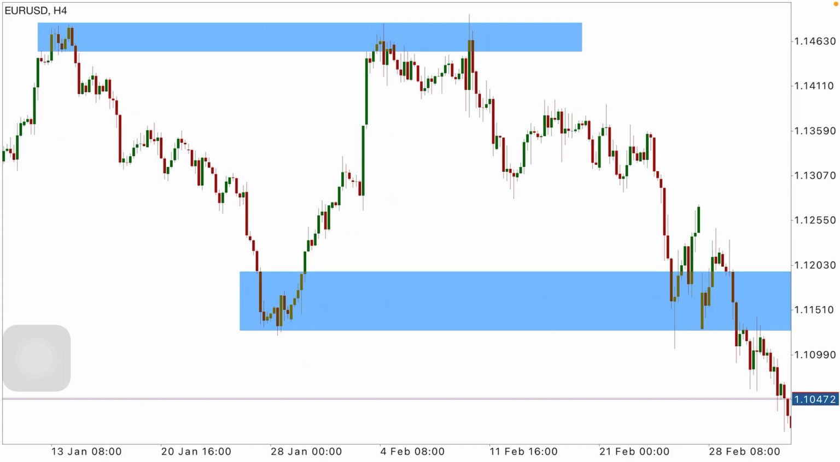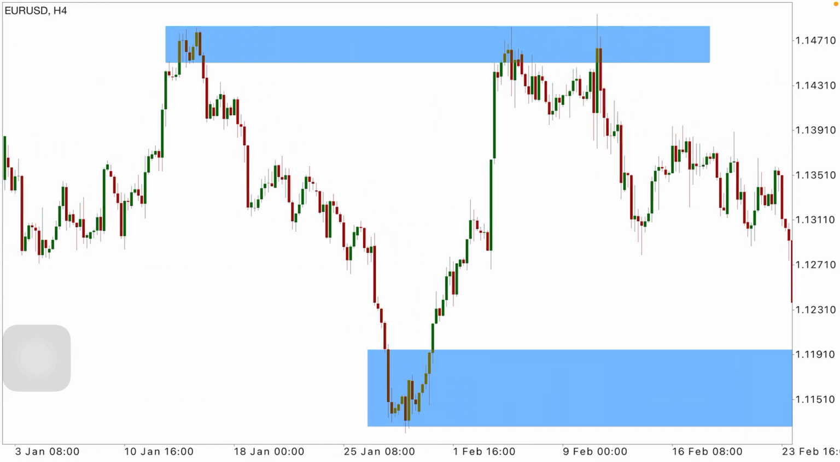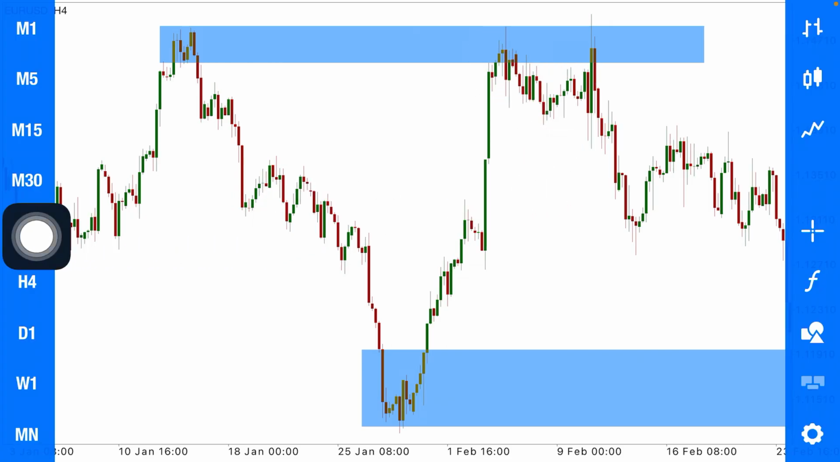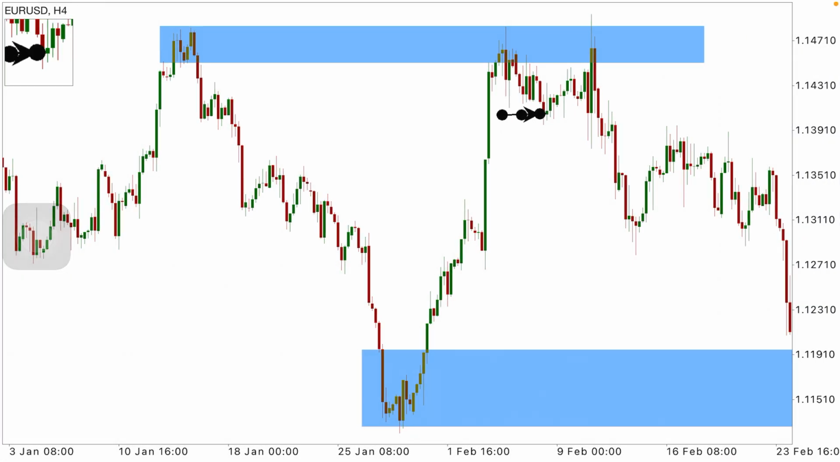I've made a separate video on how to refine your entries, so I will link it in the description box of this video. That is the second method. Like in this case, you could see that price came to the zone and broke structure right here, somewhere here.